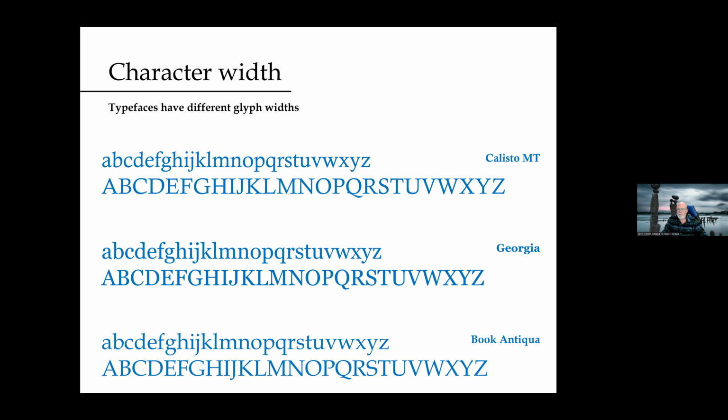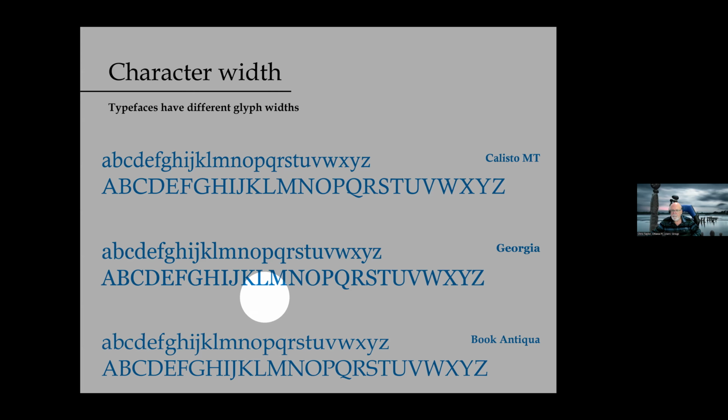Character widths is another thing that can be different between different typefaces. One of the things I like to point out here, which I found kind of interesting, is they're all set at the same point size. If you look at the length of the line of Callisto, the lowercase is shorter than the lowercase for Georgia. But in Callisto, the uppercase, the entire alphabet, is actually wider than the uppercase for Georgia. So that was kind of curious.